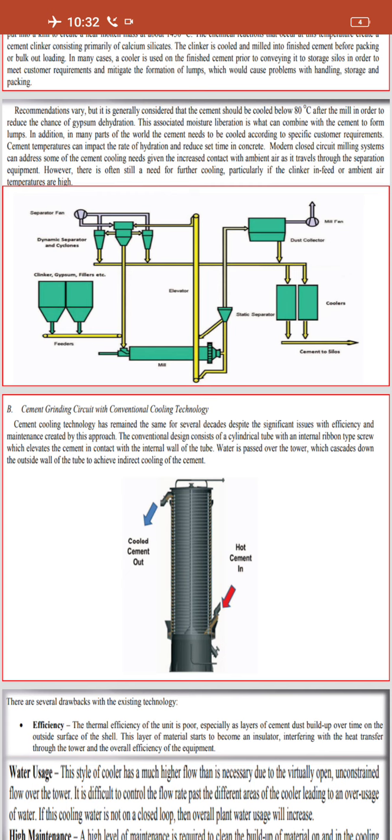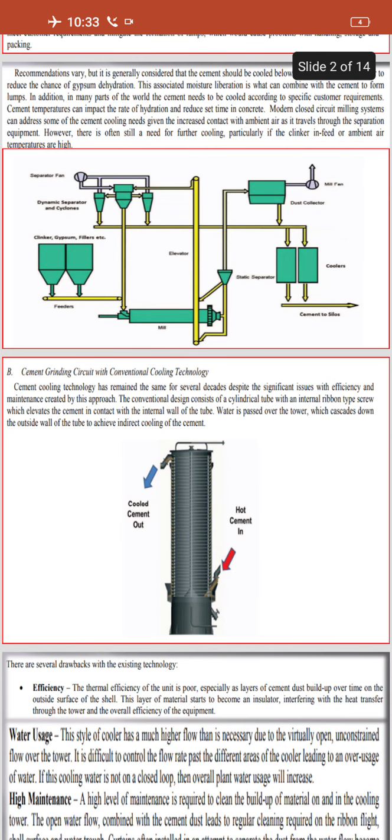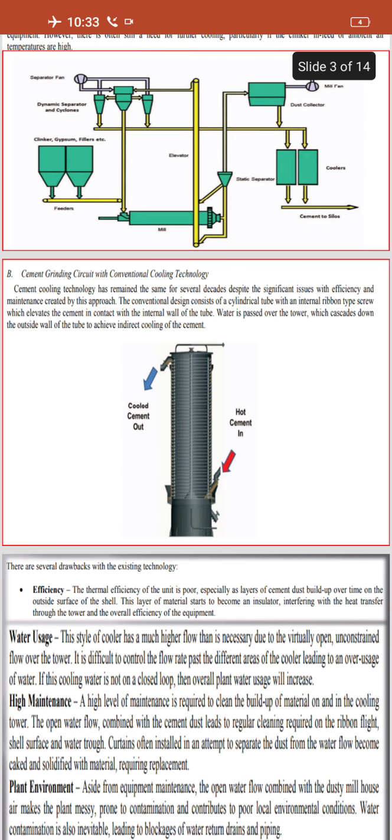In addition, in many parts of the world, the cement needs to be cooled according to specific customer requirements. Cement temperature can impact the rate of hydration and reduce set time in concrete. Modern closed circuit milling systems can address some of the cement cooling needs, given the increased contact with ambient air as it travels through the separation equipment. However, there is often still a need for further cooling, particularly when clinker or ambient temperatures are high, as shown in the figure.